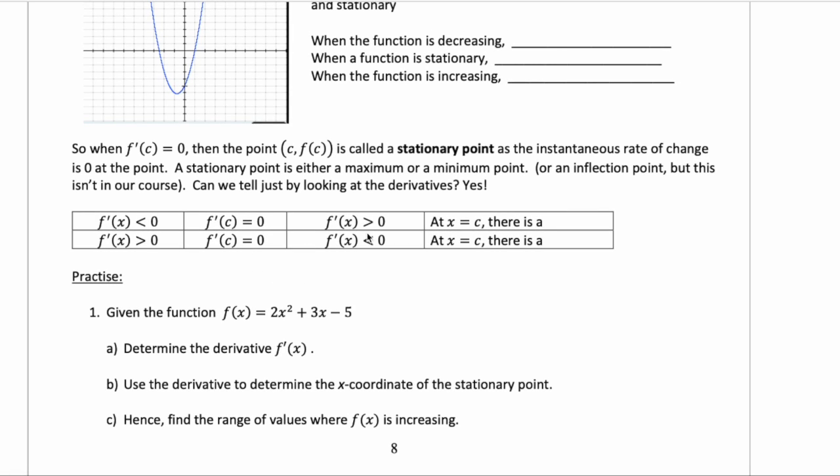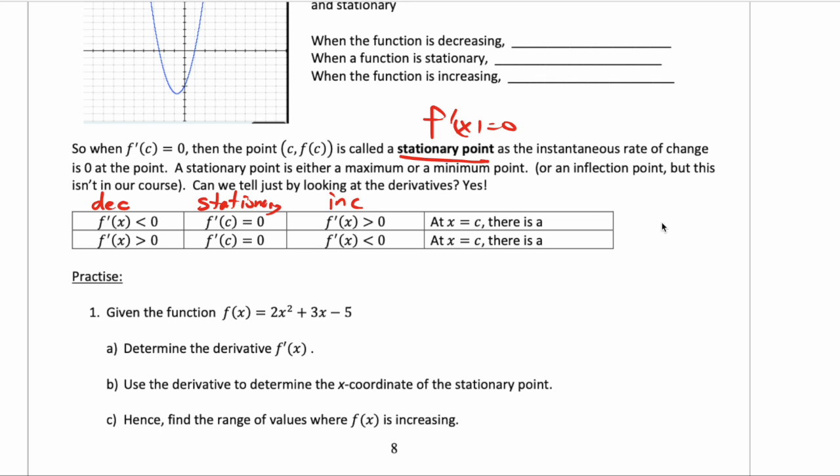All right, so let's take a look at this. This is another way of saying it's decreasing, right? The derivative is less than 0, so this is decreasing. And here is called a stationary point. Okay, a stationary point is where the derivative equals 0. Here we have increasing.